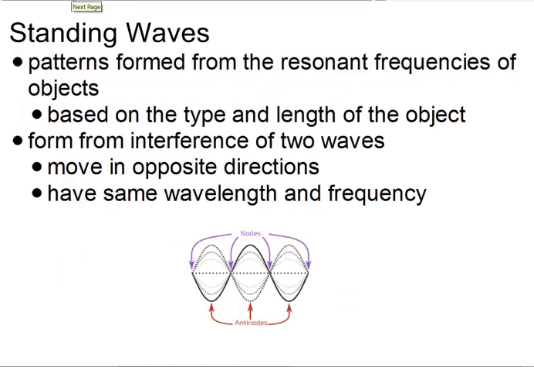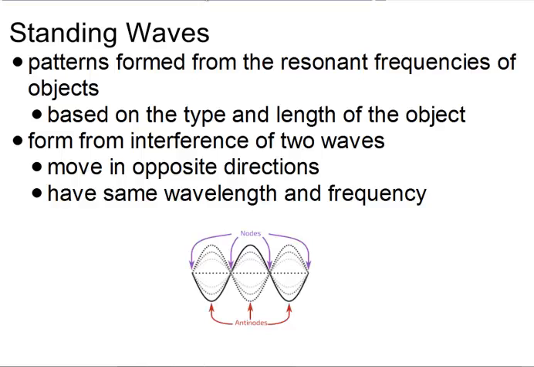Standing waves are created in these different objects based on the resonant frequency. It's based on the type of the object and the length of the object. Standing waves occur because of interference of two different waves that are moving in opposite directions.